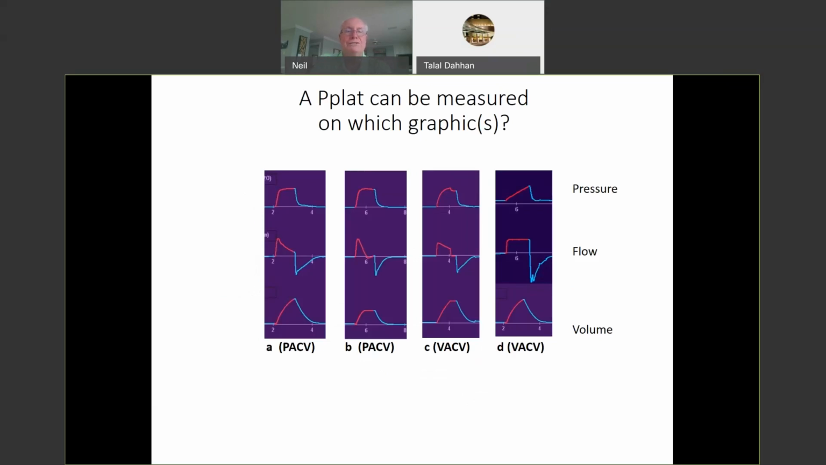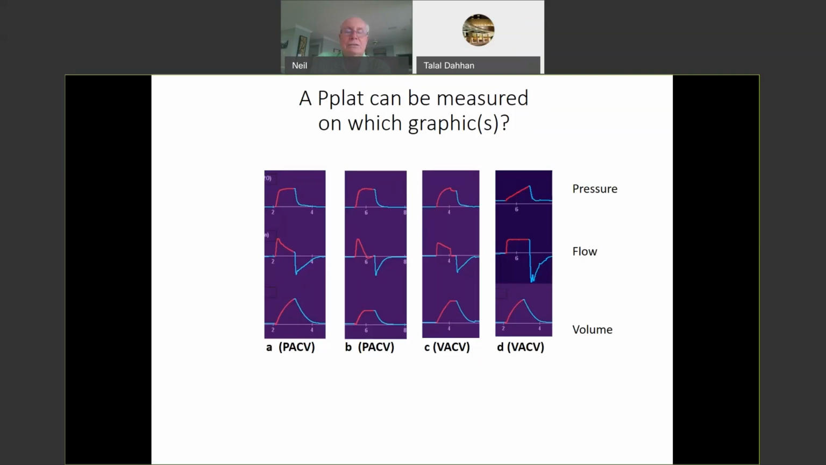I have 4 breaths here. Breath A is a pressure assist control breath. Breath B is a pressure assist control breath. Breath C is a volume assist control breath. And breath D is a volume assist control breath. And as you can see, I plotted pressure, flow, and volume. So the question, which of these 4 breaths, and there can be more than one, can you actually measure a plateau pressure off of these displayed graphics? Think about that for a second.